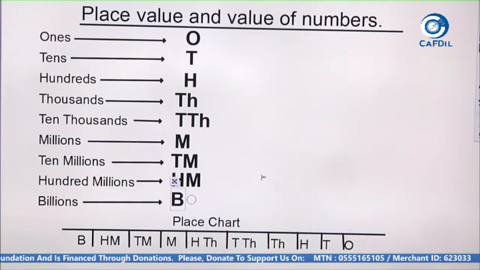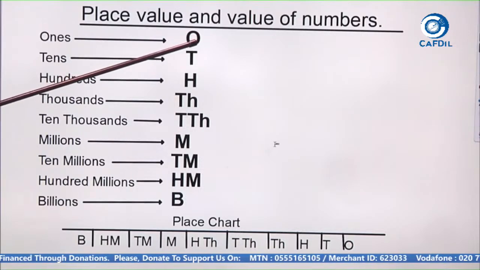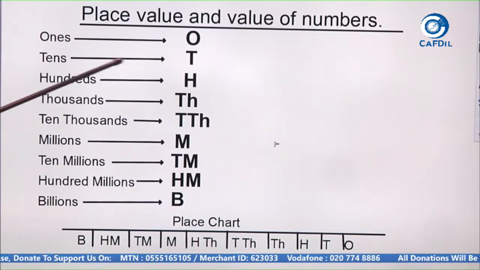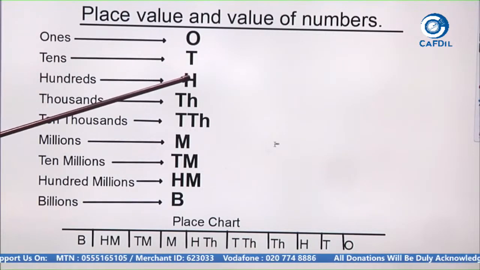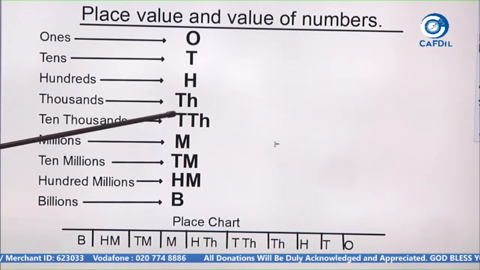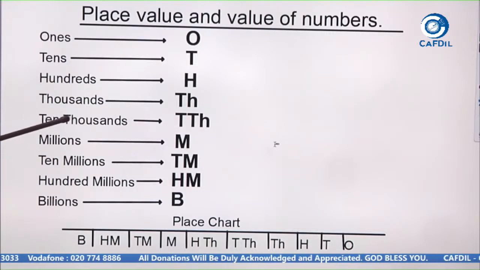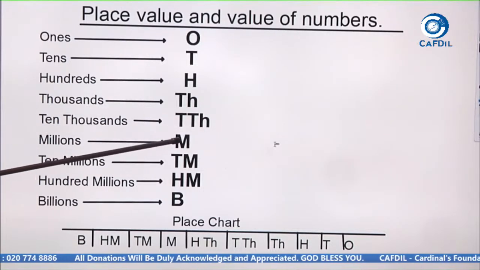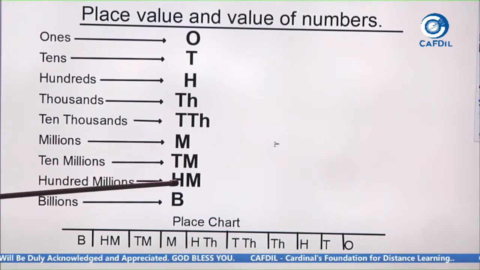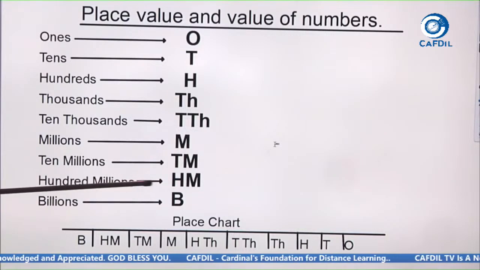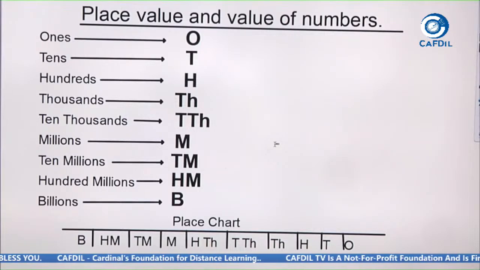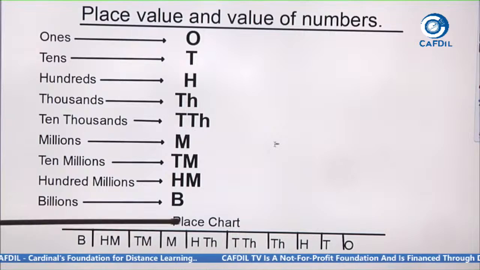So learners, when you see O on the place value chart, it represents ones. When you see T, tens; H, that is the hundreds; TH, thousands; TTH, 10,000s; M, millions; TM, 10 millions; HM, 100 millions; and then B, you have billions. And this is how the chart looks.